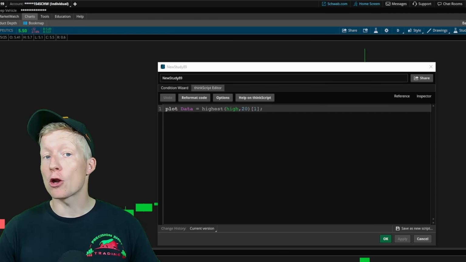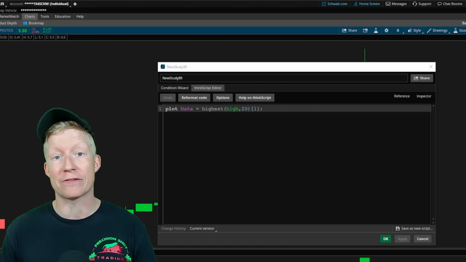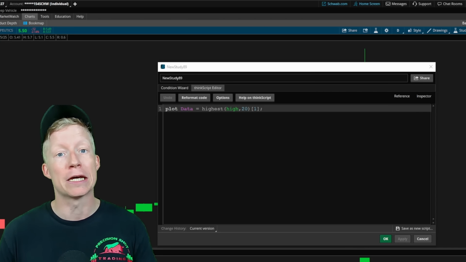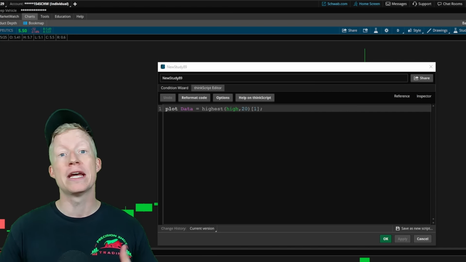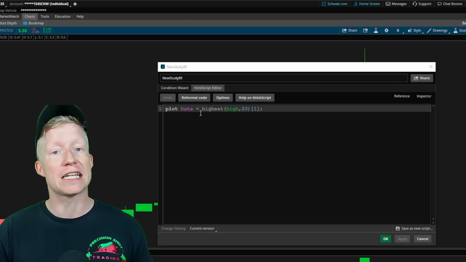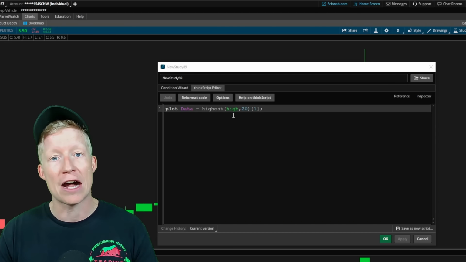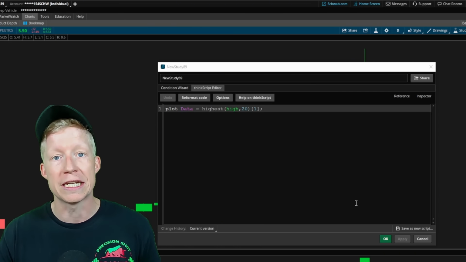Before we hop on over into the scan tab, I just want to show you the custom study that I utilize to identify price action in my breakouts, just so you can visualize the idea. What this study is going to do is plot a line on our chart at the highest high value over the last 20 bars.